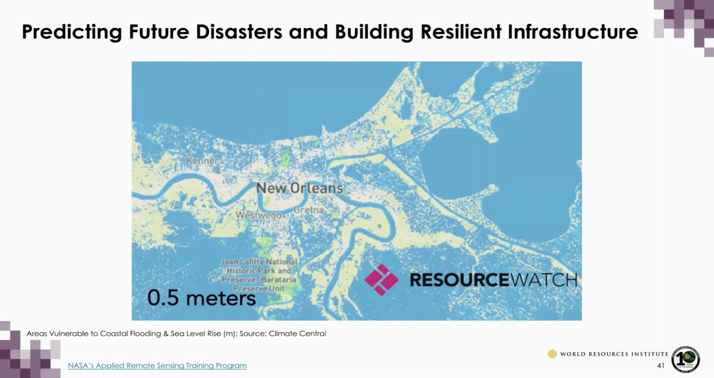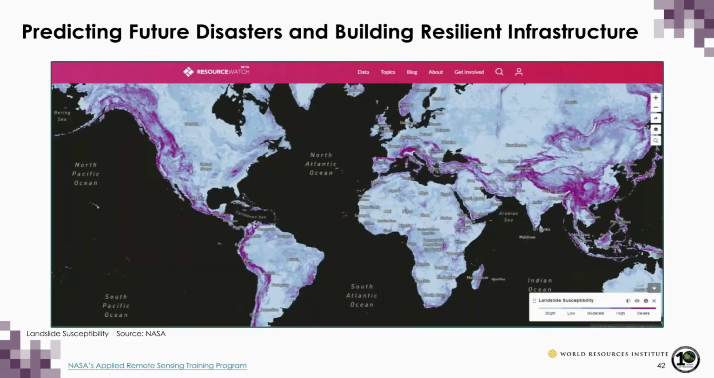We also have a great landslide susceptibility data set, and this is shown at 1 kilometer resolution. So if you're expecting something like heavy rainfall, you could zoom right into the area that you live in and see if you're in an area that might be more susceptible to landslides.